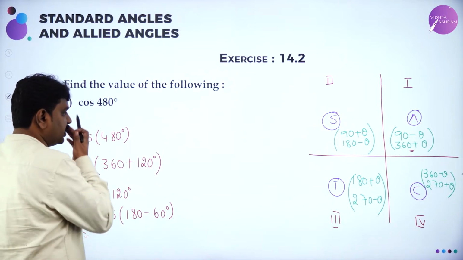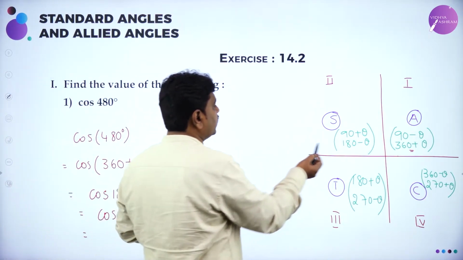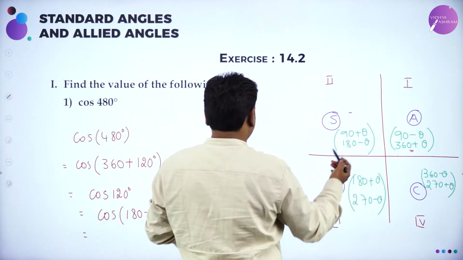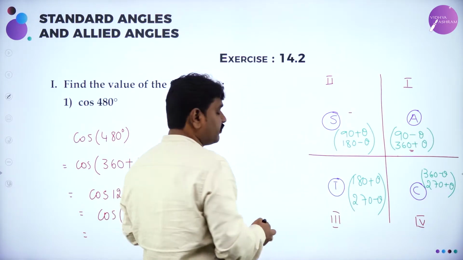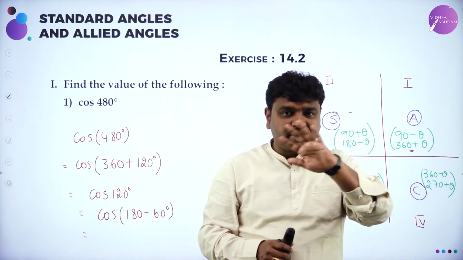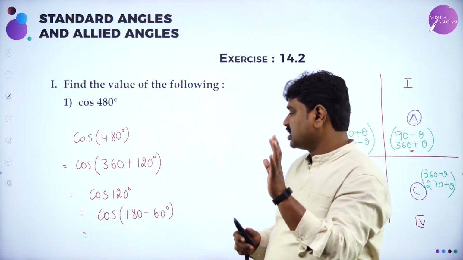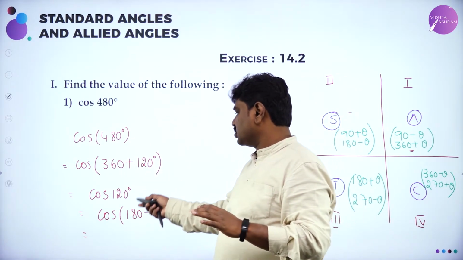Cos 120, 180 minus 60. 120 degrees will go to second quadrant. I'll write 180 minus cos of... see, first, for 360 the function does not change. So cos of 360 plus theta is cos theta. Theta is 120, I wrote it.